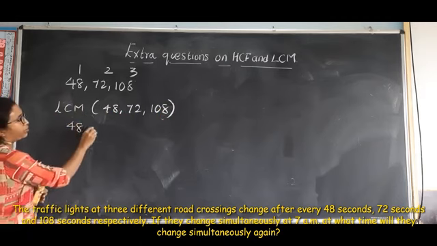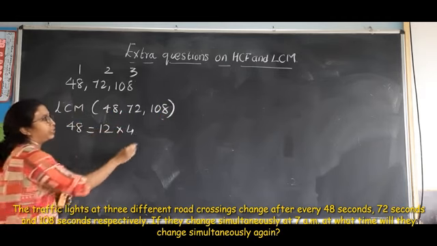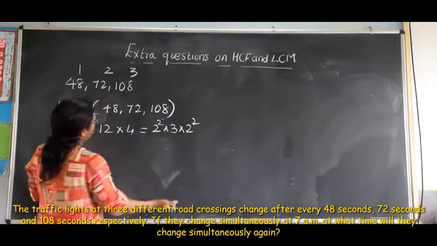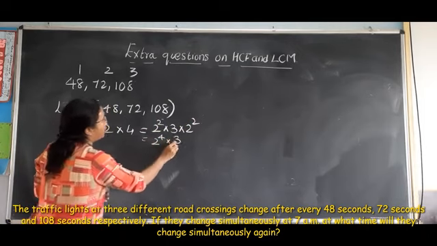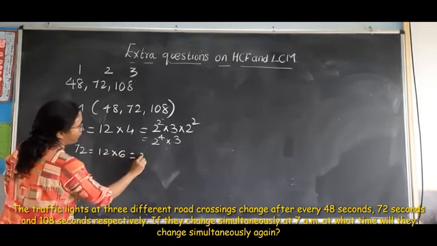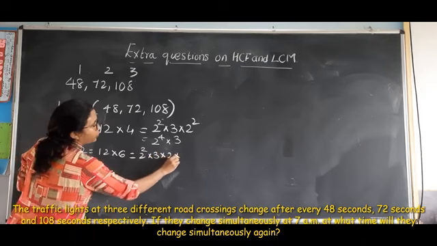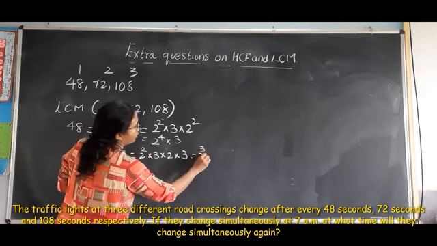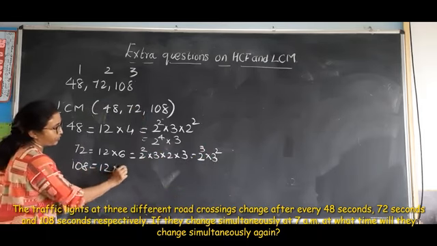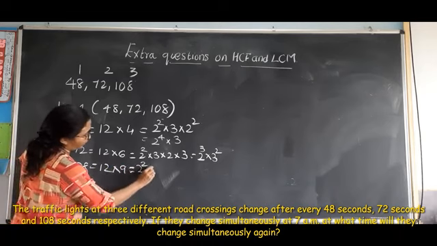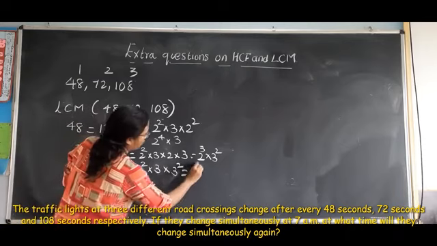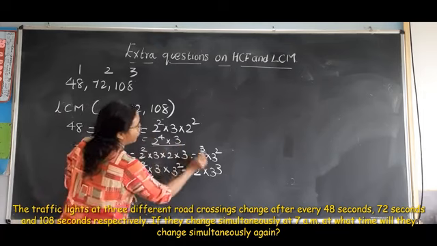So 48 can be written as 12 4s are 48. Again 4 I will split as 2 square, so 2 square into 3 and again 2 square. So here you will get 2 raised to 4 into 3, correct? 72, 12 into 6. So here again 2 square into 3 and 2 into 3. So this I will get 2 cube into 3 square, correct? So 108. Again my 12 tables are very important. Here 2 square into 3 and 9, which I have written as 3 square. So we will get 2 square into 3 cube. So let's concentrate on the last step.